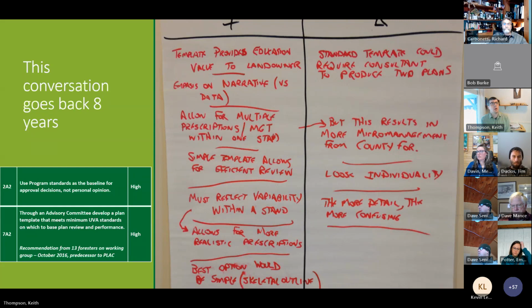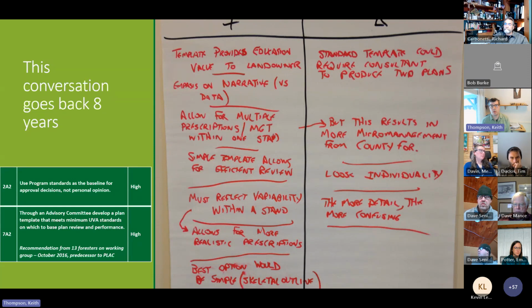So the conversation about what we need to do with the manual, some of the changes that we need to make, goes back at least 8 years. The last manual update was in 2010. It's interesting. In some ways it's positive, in some ways it's negative.